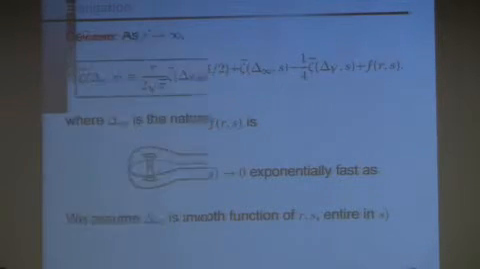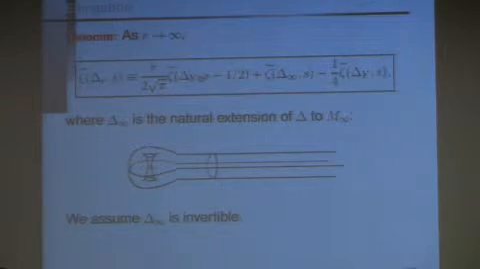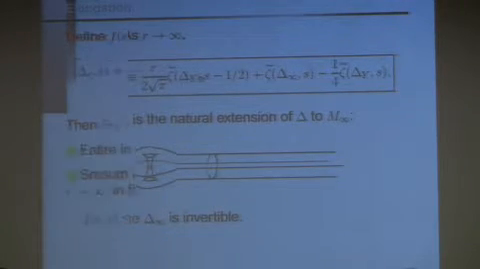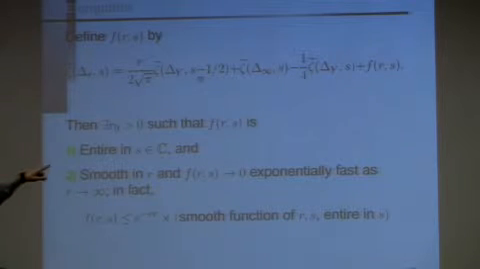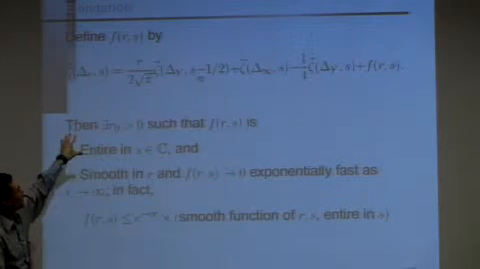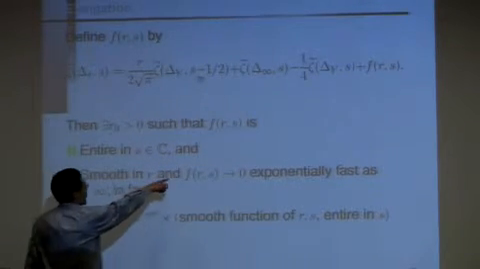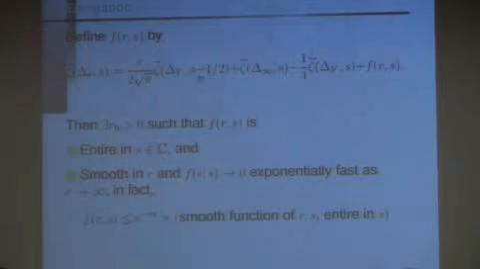Now what does that triple bar mean? That triple bar means this is an equality in the sense of meromorphic functions. To be precise, let's define f of r comma s to be the left-hand side minus the right-hand side of the previous equation. Then the triple bar meant that there exists an r naught greater than 0 such that f of r comma s is an entire function in s, and it's a smooth function in r for r bigger than r naught.